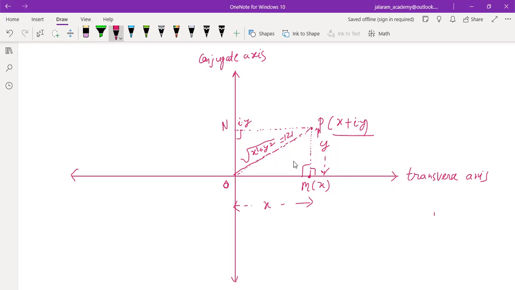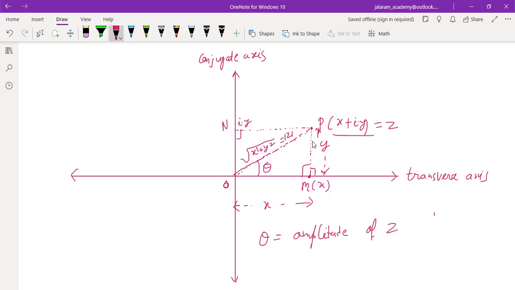Distance of the point from the origin is given by mod z. Now this angle theta is called the amplitude of the complex number z. If we represent it by z, theta is called amplitude of z.